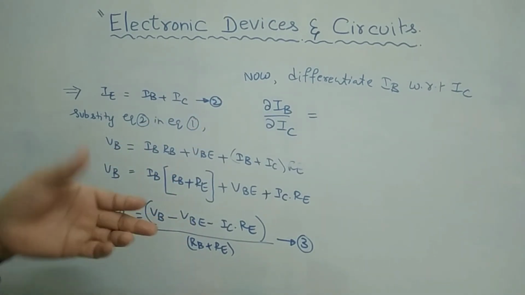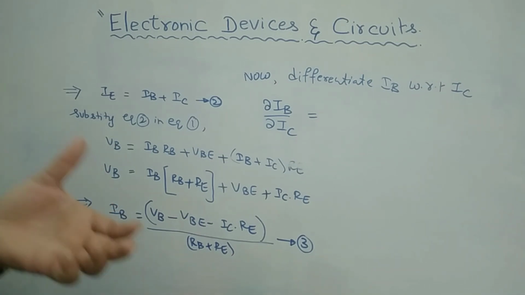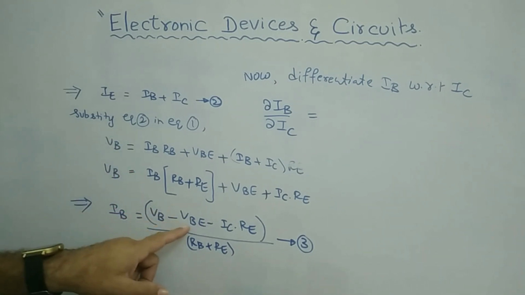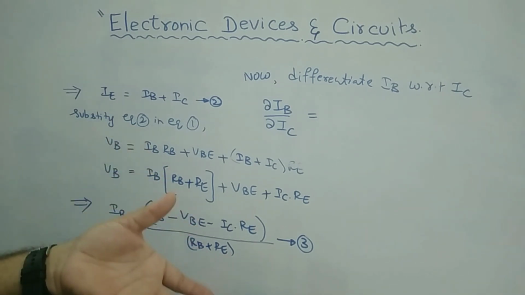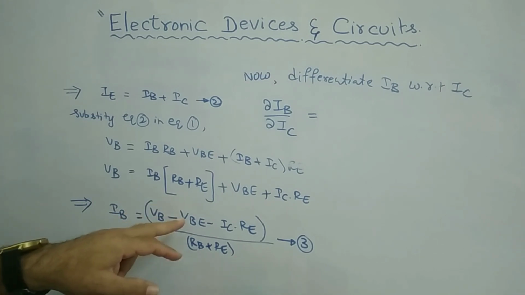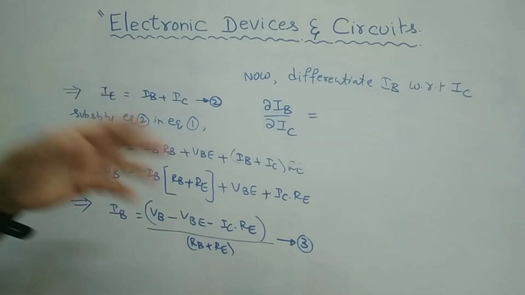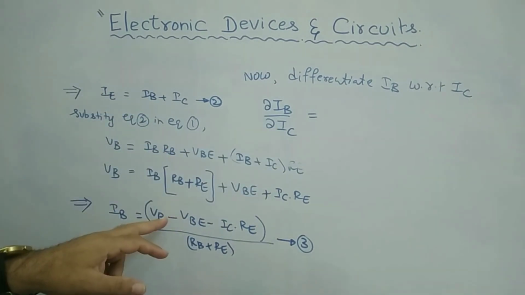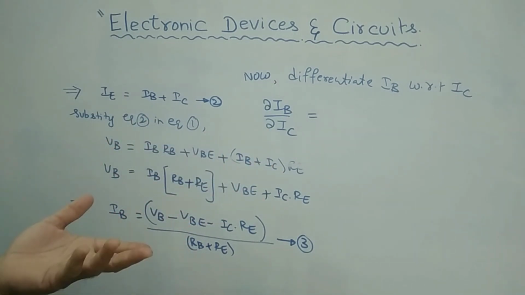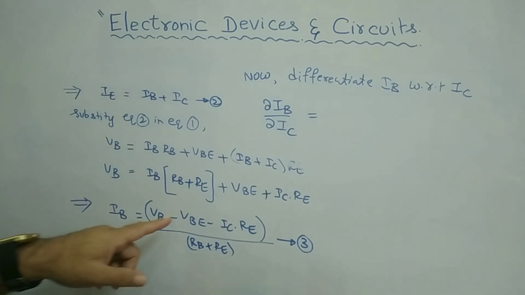What is VB? It is a voltage, Thevenin's voltage, or simply voltage. Voltage is a constant. What is VBE? Base to emitter voltage, that is also voltage. Therefore, this is a constant value. If you differentiate a constant value with respect to IC, what will you get? 0 only. Differentiation of a constant is 0. Therefore, you will get 0.